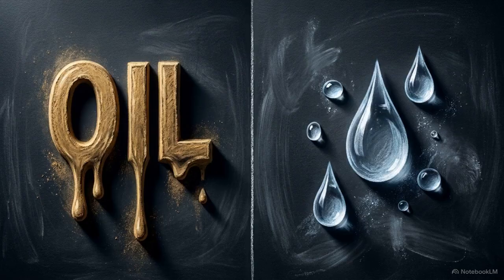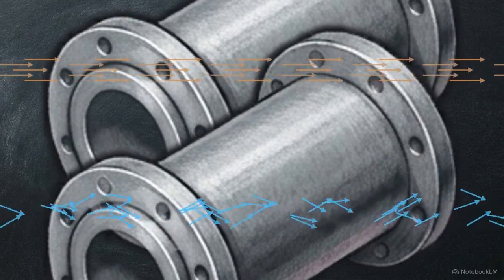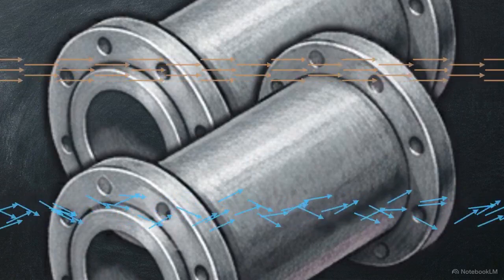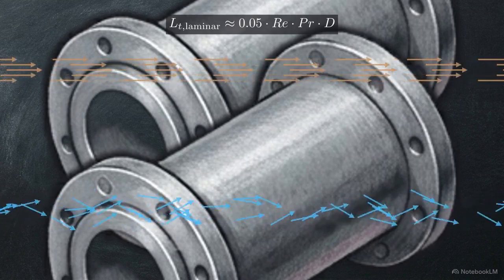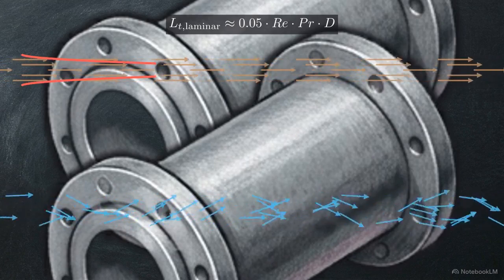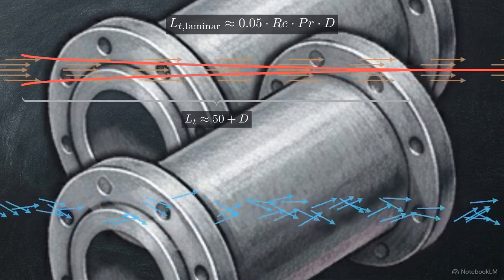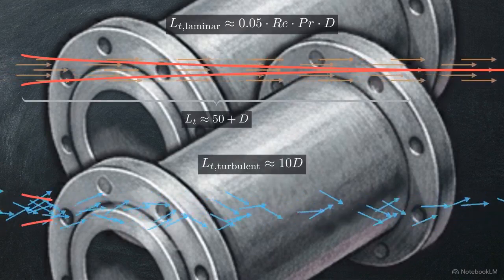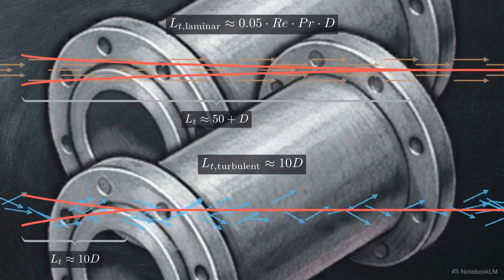To see the practical magnitude of this difference, let's look at a side-by-side comparison of thick oil flowing in a laminar state and water flowing in a turbulent state through the exact same pipe. Orderly oil flow has a high Prandtl number. Relying on slow diffusion, it requires a massive distance, over 50 pipe diameters, to fully develop. The turbulent water violently mixes temperature, achieving a fully developed profile at just 10 diameters.